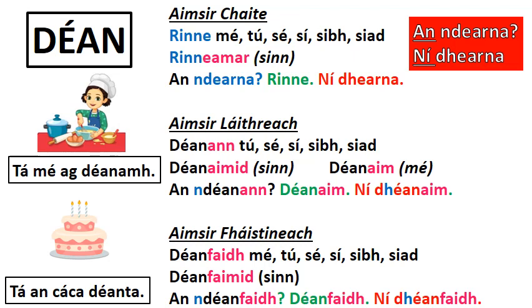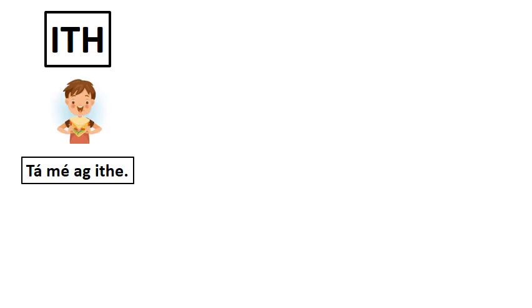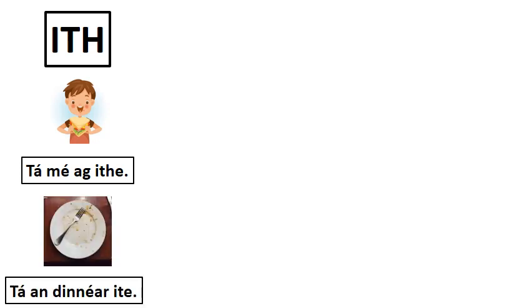Okay, let's have a look at another one. Ith, which means to eat. So again, we use the name of the verb to give orders. Ith do bhricfeasta. Eat your breakfast. We have an ag, which is our ing part. Tá mé ag ithe. I am eating. And we have an adjective to say the thing is done. Tá an dinnéar ite. The dinner is eaten.